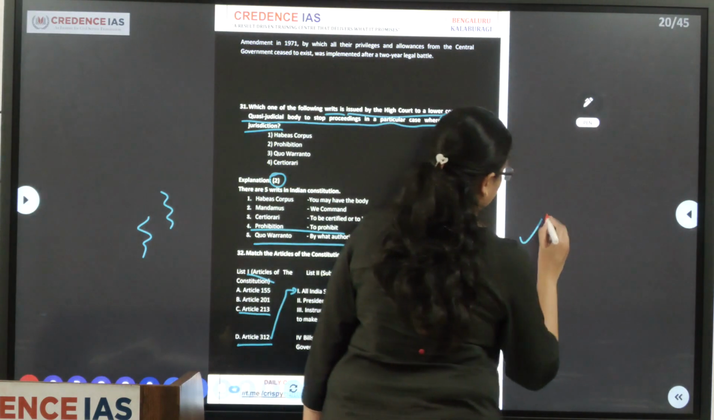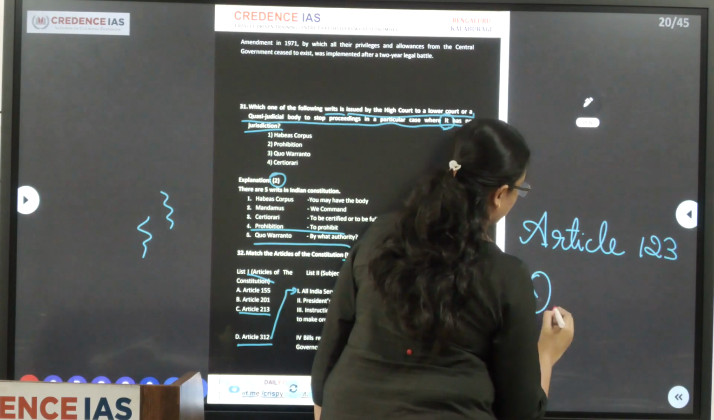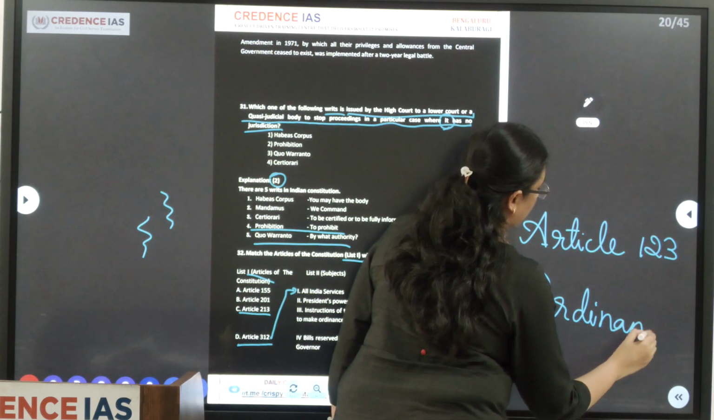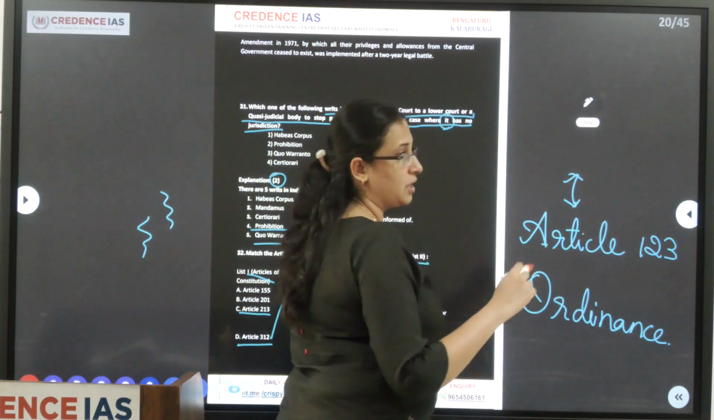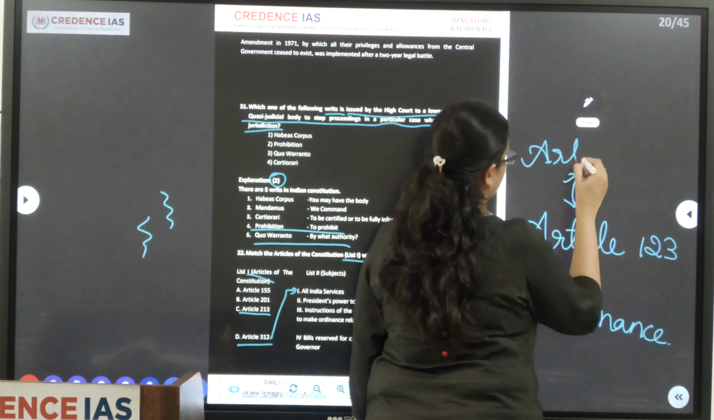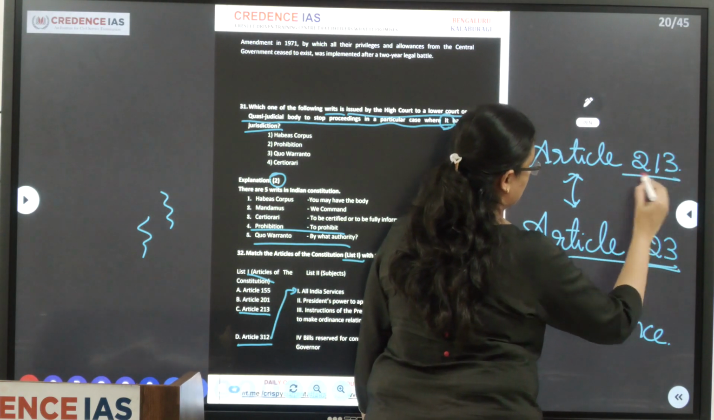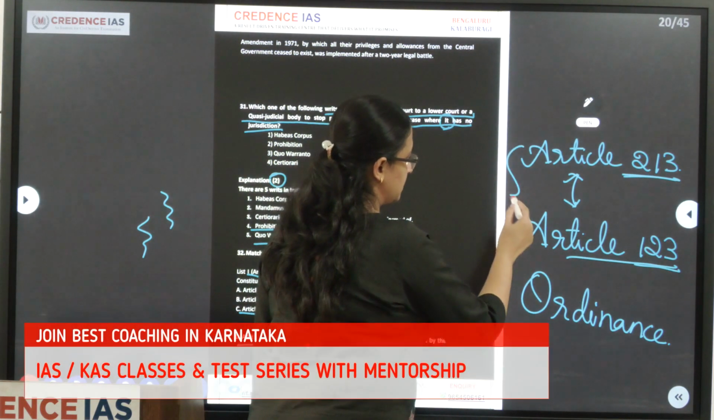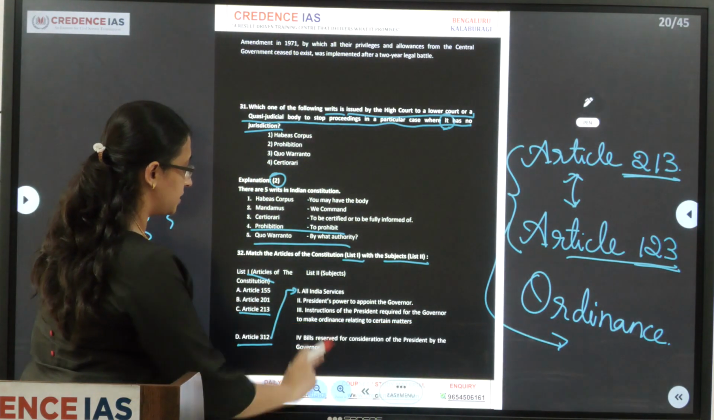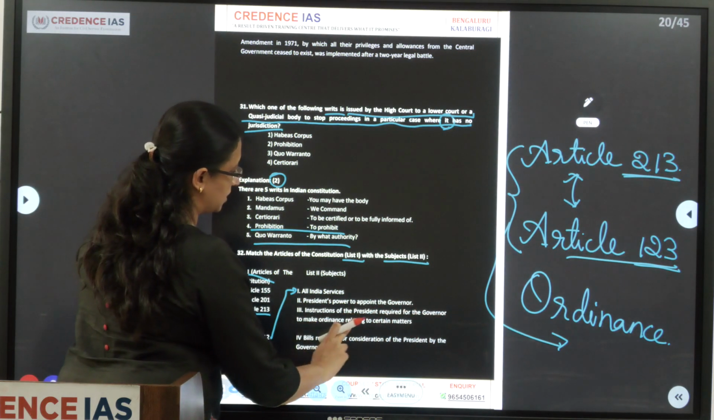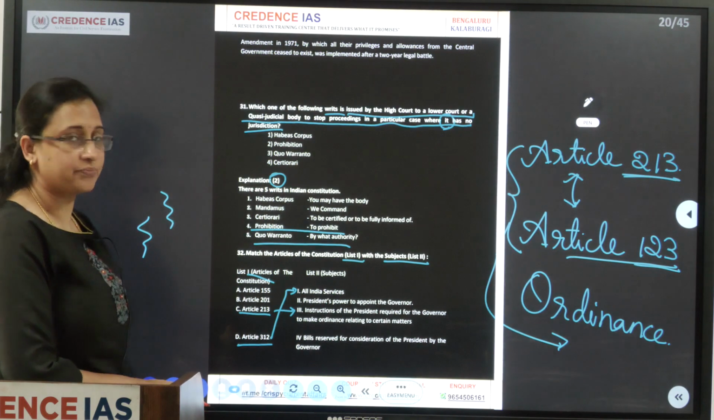According to Article 123, the President can introduce ordinances when the Parliament is not in session. So the concurrent power of the Governor to issue ordinances is dealt with by Article 213. Article 123 is for the President, Article 213 is for the Governor. Both articles deal with the ordinance-making power of the executive heads. Here, under Article 213, instructions of the President are required for the Governor to make an ordinance relating to certain matters. So these two are the easiest to remember.